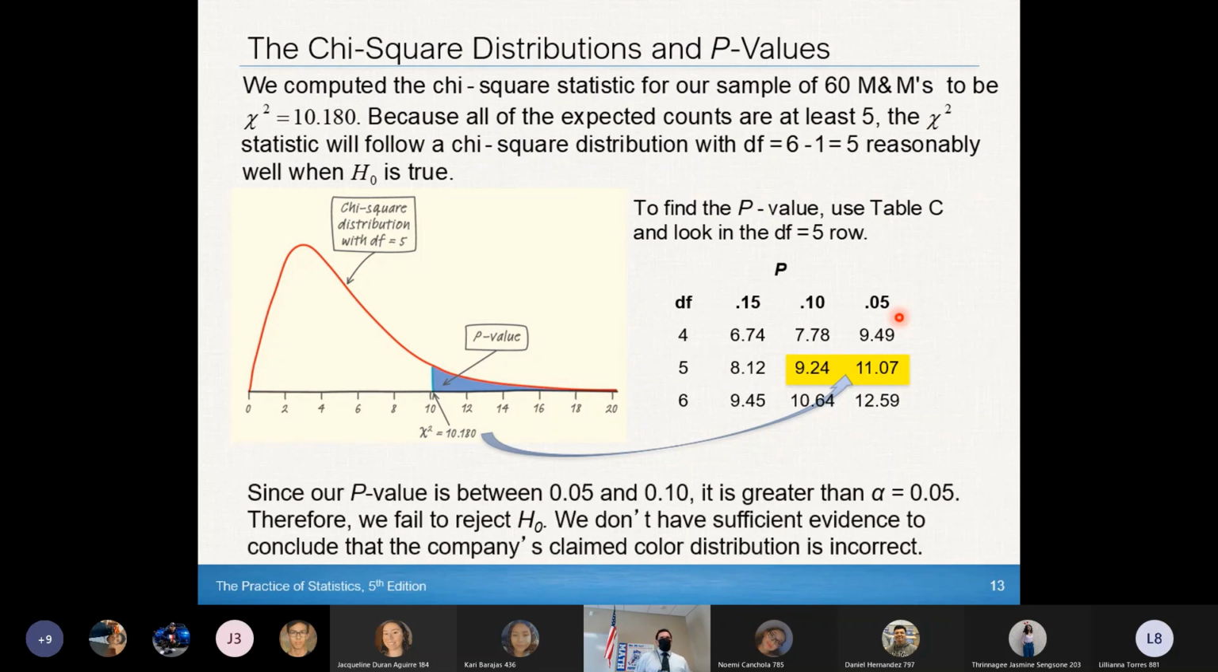Since our p-value is between 0.05 and 0.1, it is greater than alpha equaling 0.05. Again, it never stated that we're using a significance level of 0.05, but since none was given, we default to 0.05. That is just the automatic default. If you're not told what significance level to use in a significance test, use alpha equals 0.05. Therefore, we fail to reject the null hypothesis. We don't have sufficient evidence to conclude that the company's claimed color distribution is incorrect.